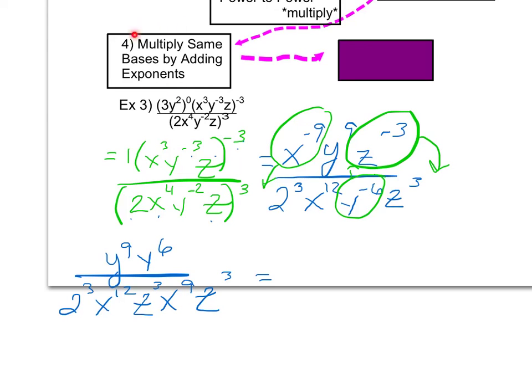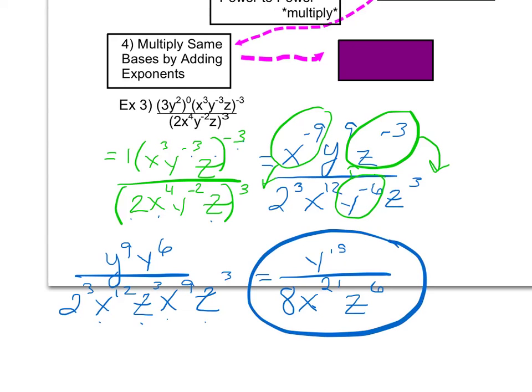Now moving on to step 4, I'll multiply same bases. Y to the 9th times y to the 6th is y to the 15th because I add the exponents. 2 cubed, well 2 times 2 is 4, times 2 more is 8, not 6. Remember, you have to multiply it by itself. X to the 12th and x to the 9th, 12 plus 9 is x to the 21st. And z cubed times z cubed is z to the, adding again, 6th. So there would be my final answer. That is going to be our first 4 steps for simplifying exponents.